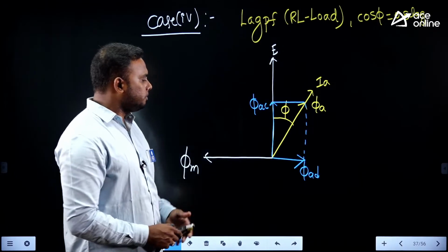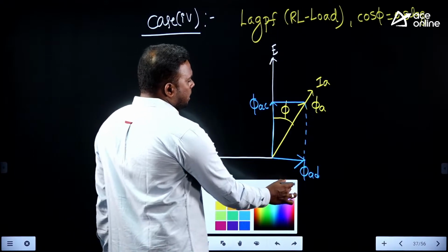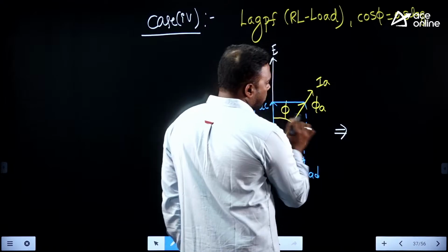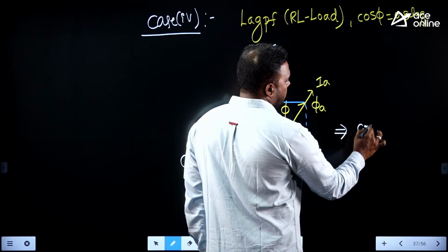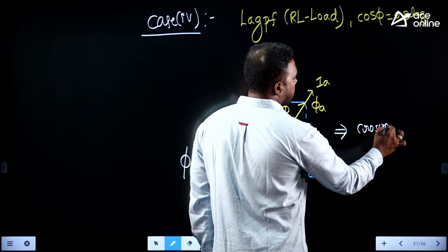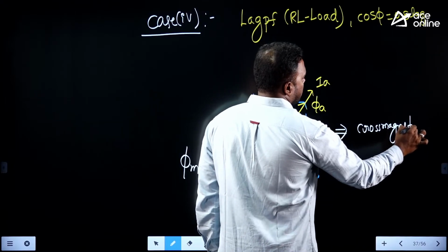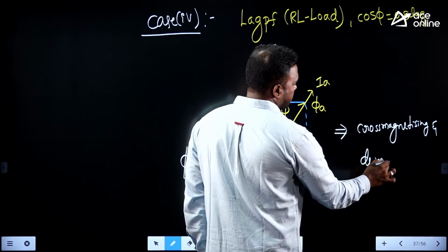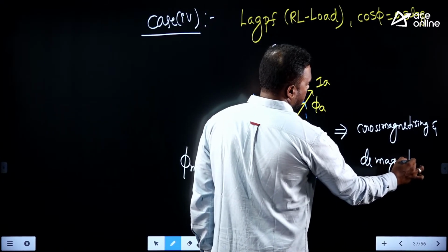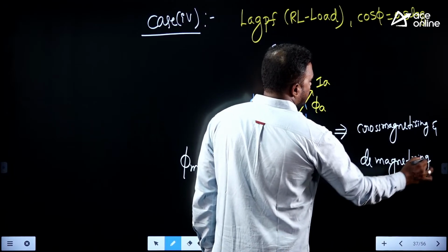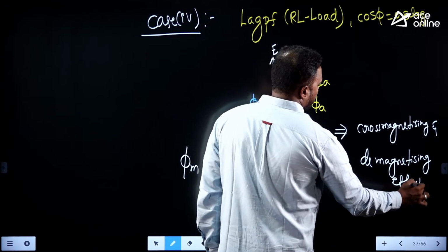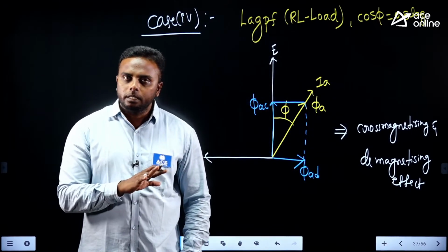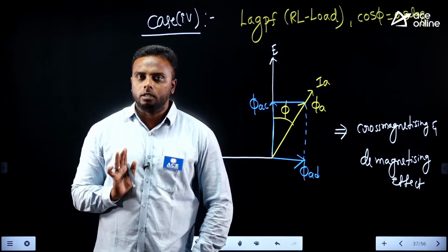Okay. Right now we have two effects here. Therefore the armature reaction under this condition has a cross magnetizing effect and a demagnetizing effect. Both are there. It is not completely cross magnetizing, it is not completely demagnetizing, both effects are included.